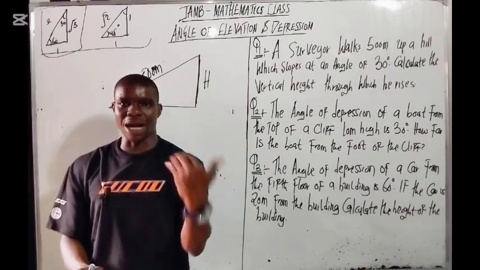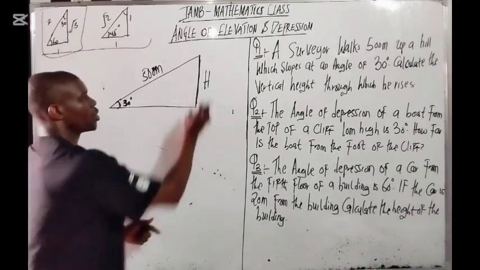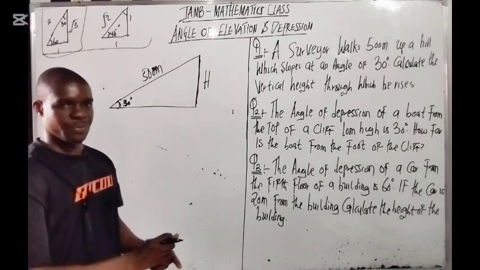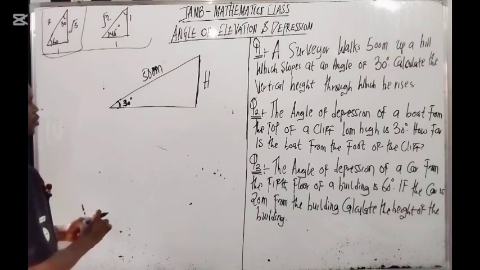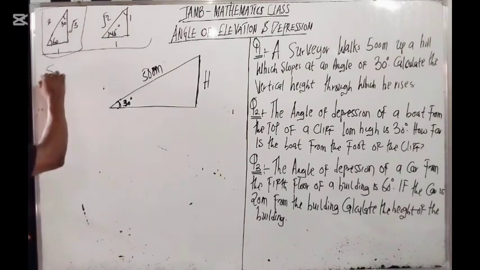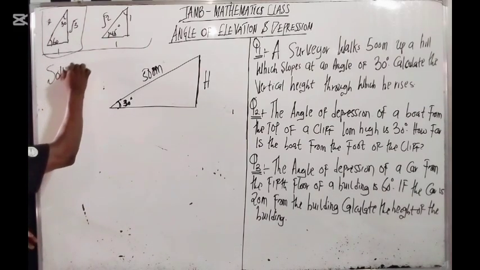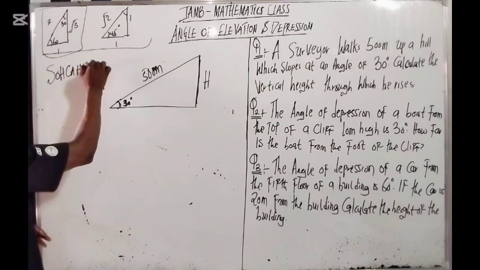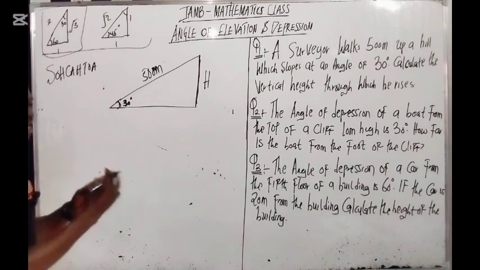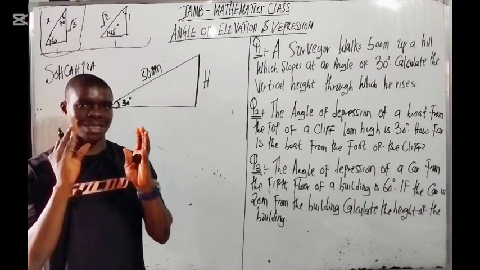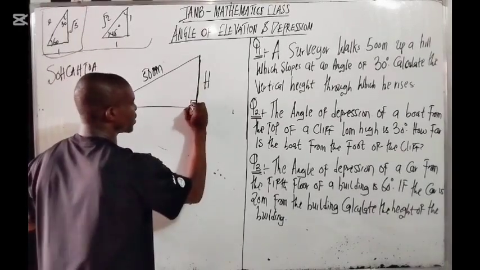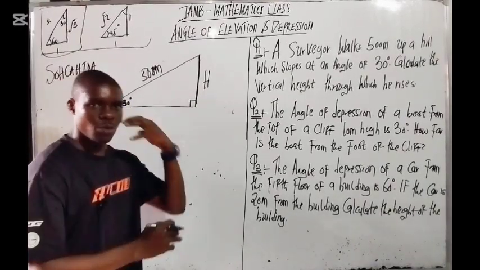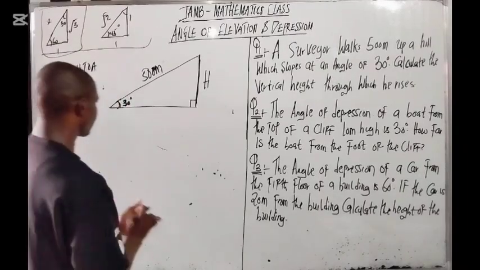angle of elevation and depression can be used to calculate the height of a building, which is this one here. Now here we have the word angle. So remember, in SOHCAHTOA, you are still going to use SOHCAHTOA. That is why you need a good understanding of trigonometry, because angle of elevation and depression is trigonometry. You use a major part of trigonometry.